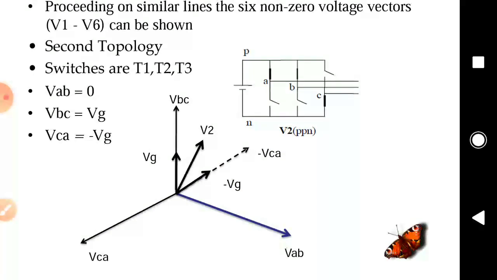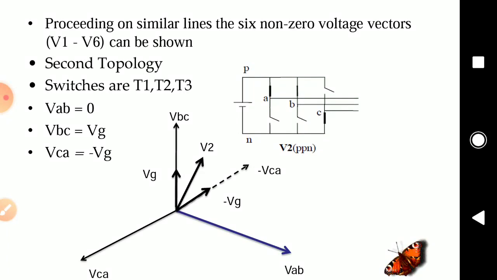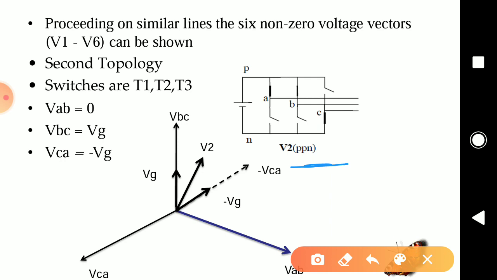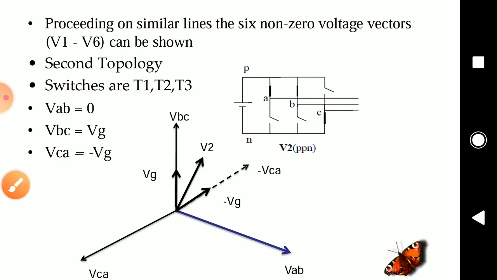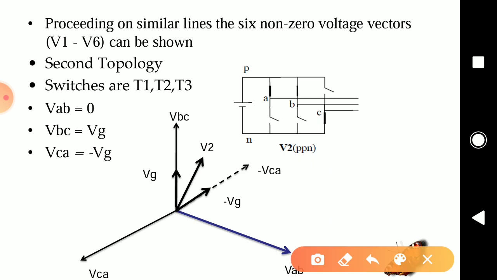Okay. The second topology is PPN, and we need to find out again the line voltages. Now again you can look over here at VAB. In VAB, P and P are turned on. Negative, no switch is on. So therefore the output voltage will be 0.